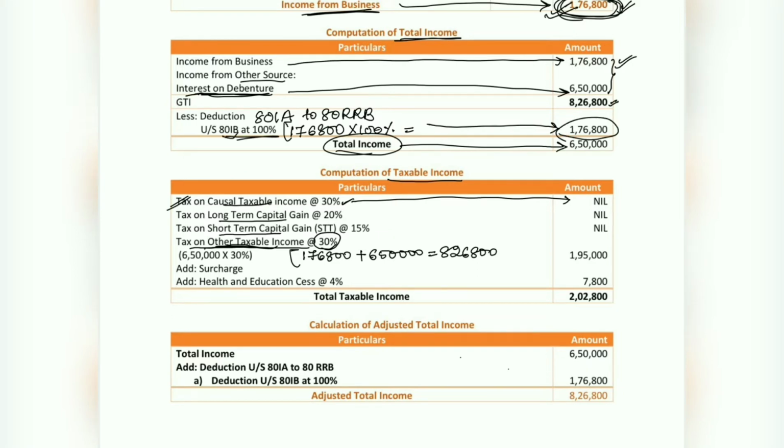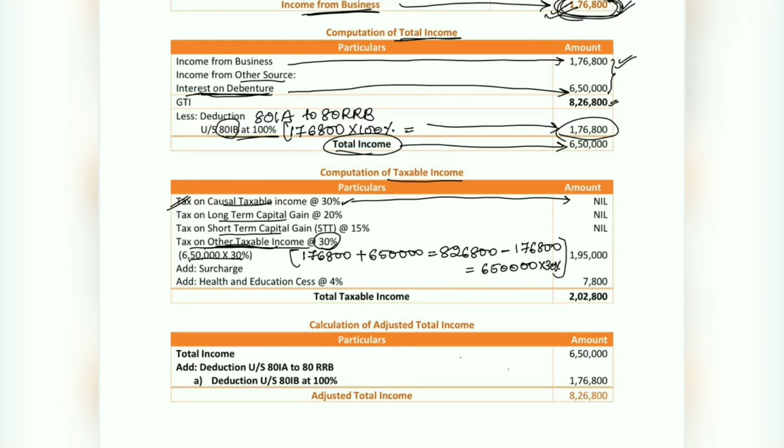out of which 1,76,800 is deducted under section 80IB as deduction. So out of this 8,26,800, 1,76,800 will be treated as deduction, and the remaining balance of 6,50,000 is only left out. So on that 6,50,000 we are calculating at the rate of 30%.